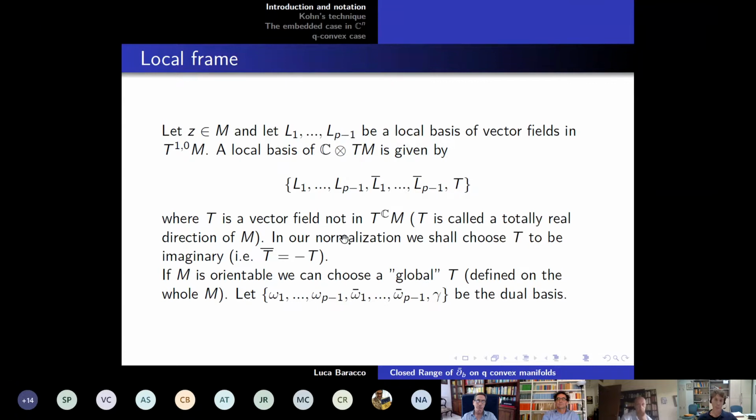In our normalization, we shall choose T to have purely imaginary coefficients, so that T bar is minus T. And also, if M is orientable, we can choose a global T once and for all on the whole M. So let omega_1, ..., omega_{p-1}, omega_1 bar, ..., omega_{p-1} bar, gamma be the dual basis of this one.